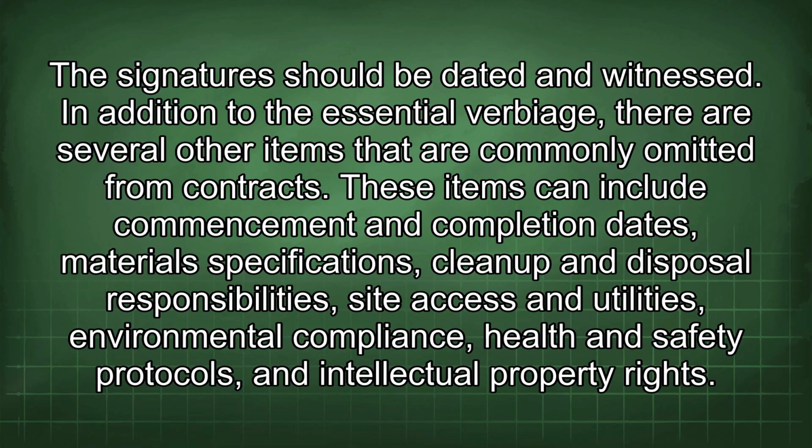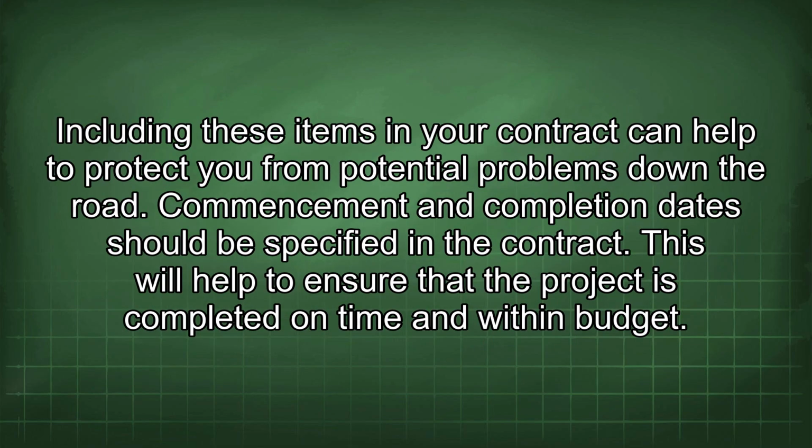In addition to the essential verbiage, there are several other items that are commonly omitted from contracts. These items can include commencement and completion dates, material specifications, cleanup and disposal responsibilities, site access and utilities, environmental compliance, health and safety protocols, and intellectual property rights. Including these items in your contract can help to protect you from potential problems down the road.